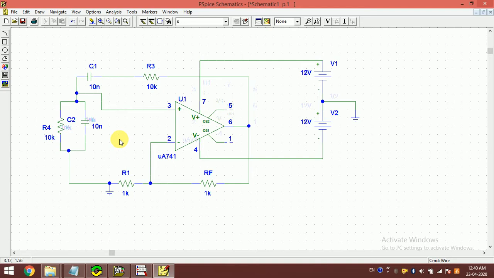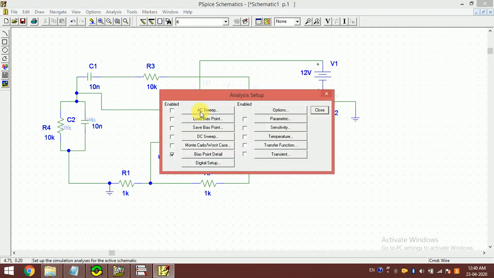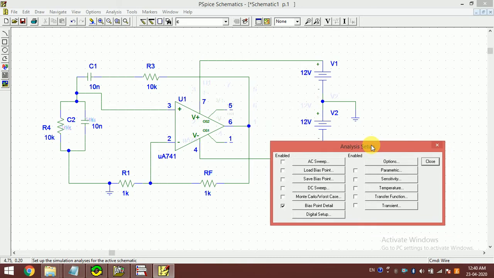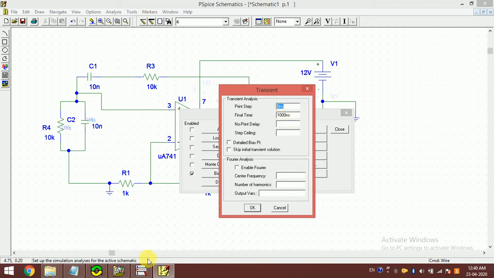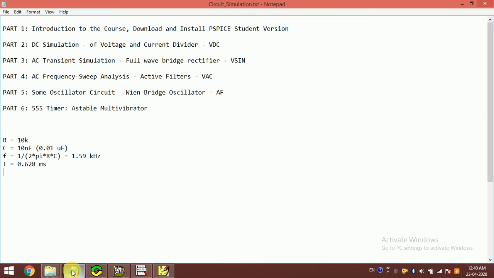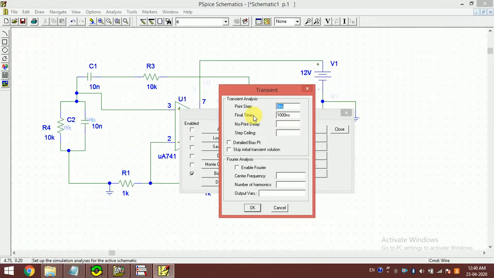Okay. So before we do the simulation, we have to set up the analysis, because we have seen two types of analysis. One is AC sweep and one is transient. And for this particular case, this is an oscillator. So we have to look at the waveform. So we must give a transient analysis. Now our time period is 0.628 millisecond. So let's make it 4 millisecond so that we can see some 5 to 6 waves.